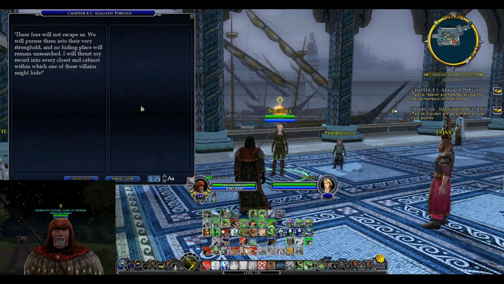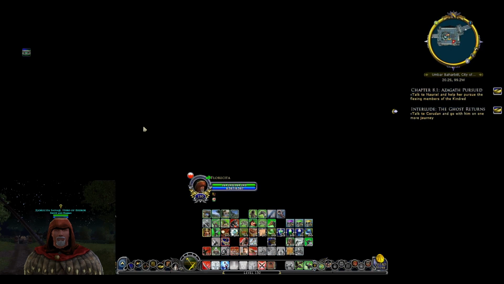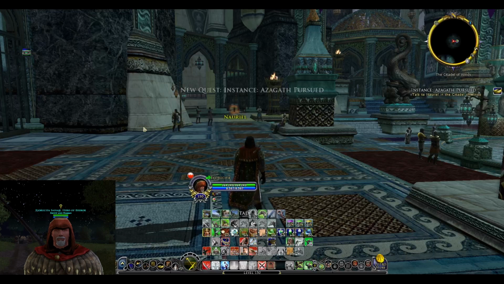These foes will not escape us. We will pursue them into their very stronghold. And no hiding place will remain unsearched. I will thrust my sword into every closet and cabinet within which one of these villains might hide. Okay? Good luck. My son Thorongil has been rescued, but the Kindred of the Coins will still be made to answer for his capture. Okay.